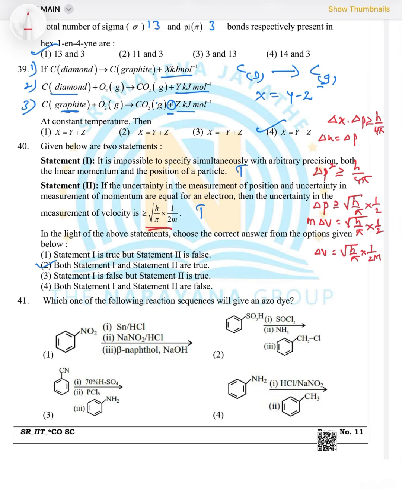Which one of the following reaction sequences will give an azo dye? Nitrobenzene on reduction in the presence of SnCl2, first what happens is aniline is formed. Aniline treated with NaNO2 HCl, diazotization reaction, second, that is nothing but benzene diazonium chloride is formed.